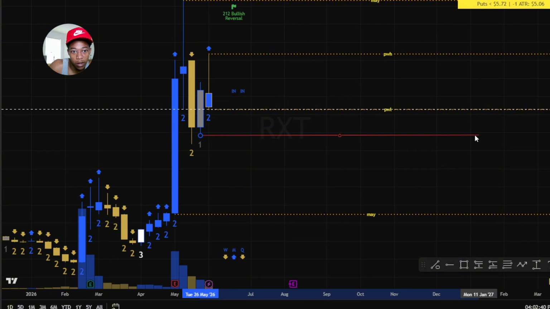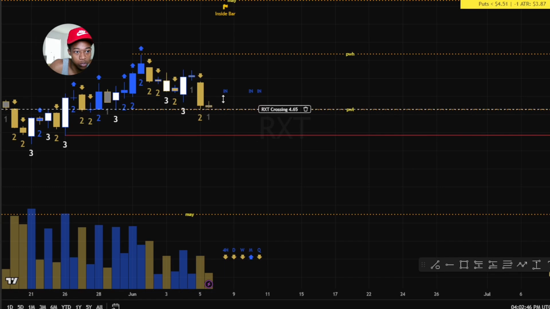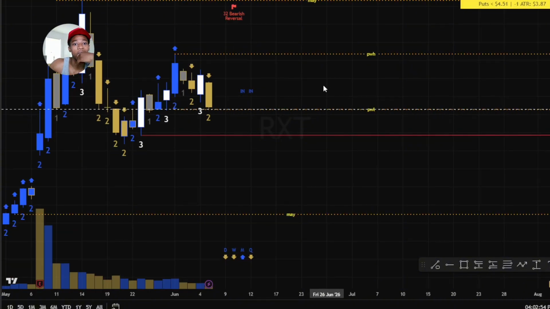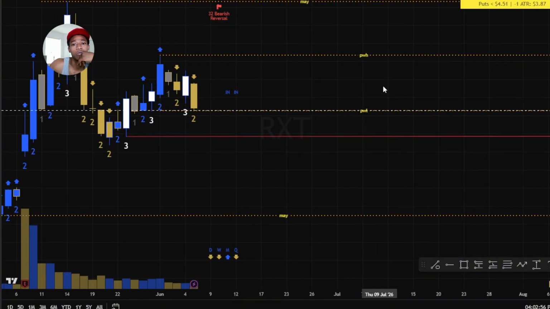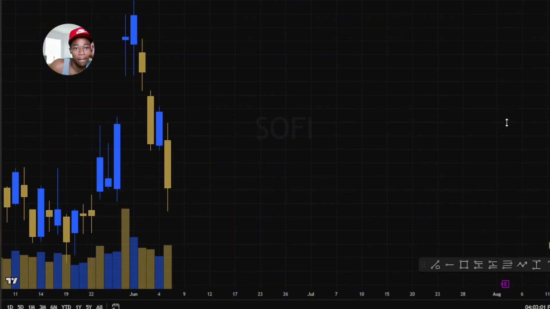Price comes down right here and tries this. Fail 2 up on the week. On the daily, we got a 2, then we got a 2, 1. So if price fails $4, it can test right here to this 398. It's a small move, about a 75% move. Small move right here.